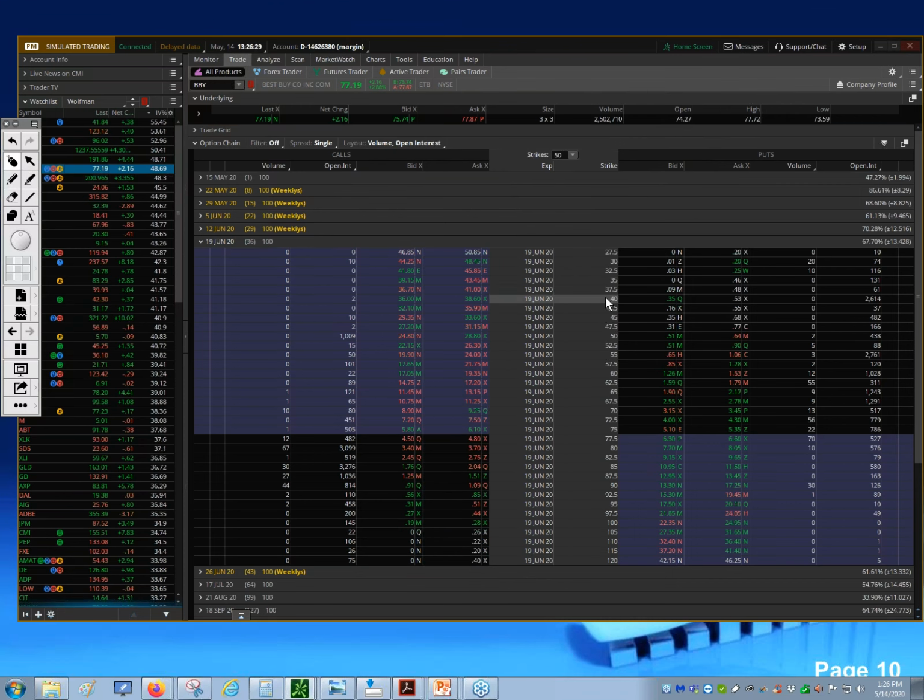My thought process is: yeah, I'm neutral here, but I'm worried about the downside, and I'm not too concerned about the upside. So what strategy do we go with? Well, that is something like the broken wing butterfly. If you're completely neutral and not worried about the downside, then you'd probably look at one of the ones we've already done, like the iron condor, the iron butterfly, a call butterfly, stuff like that.